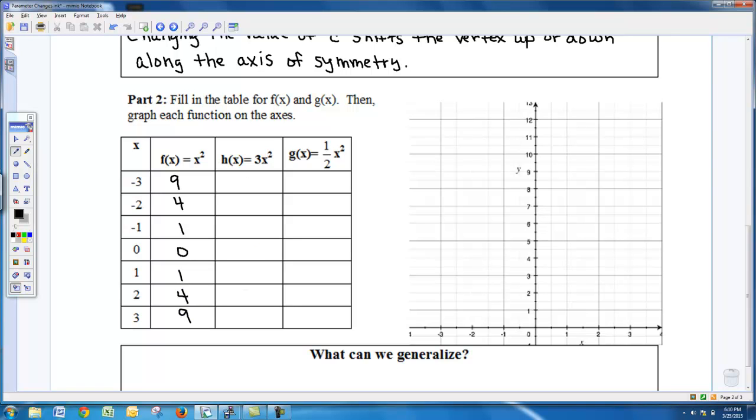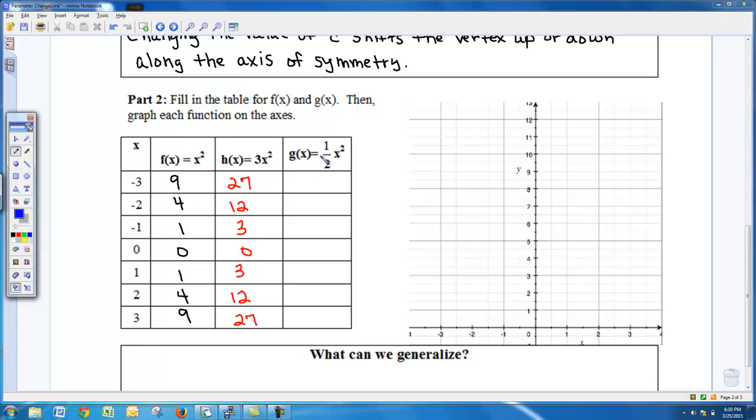So how about h of x equals 3x squared? So we're going to take the value of the parent function and multiply it by 3. So 9 times 3, 27. 4 times 3, 12. 1 times 3, 3. 0 times 3, 0. 1 times 3, 3. 4 times 3, 12. 9 times 3, 27. So we can see that these y values are quickly getting larger.